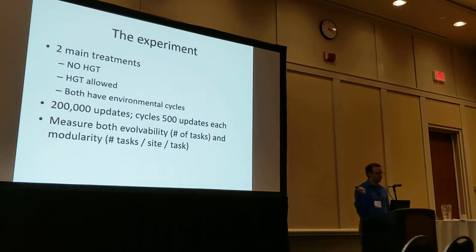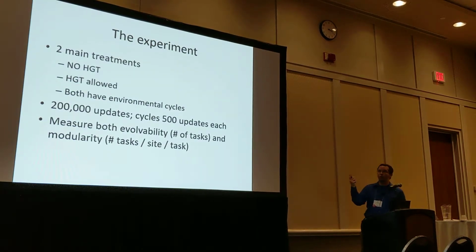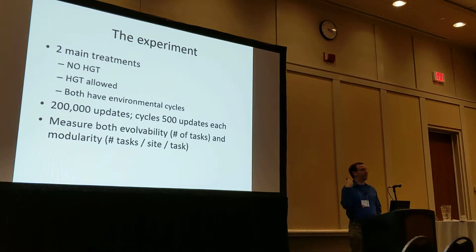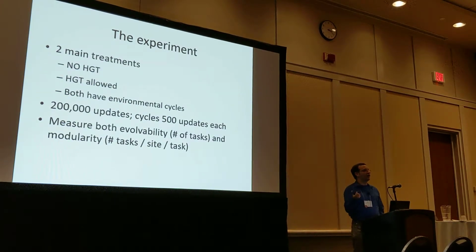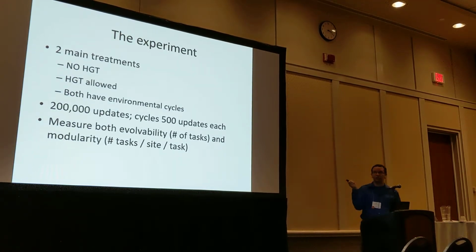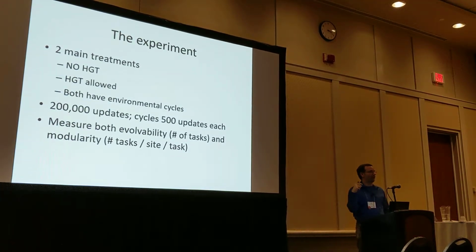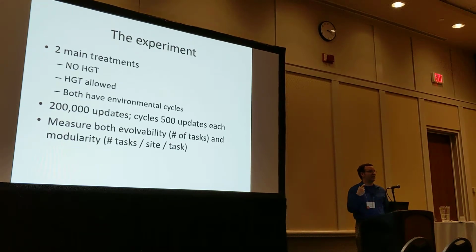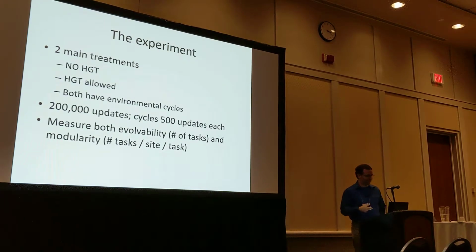In both of these two treatments, we have environmental cycles. These logic tasks that I referred to before, in one of the two environmental states, they're being rewarded, and in the other one, they're actively being punished. So organisms take a hit if they do this task. This is because in previous work with the same authors, we've shown that this cycling of environments is really important for getting horizontal gene transfer up and off the ground.